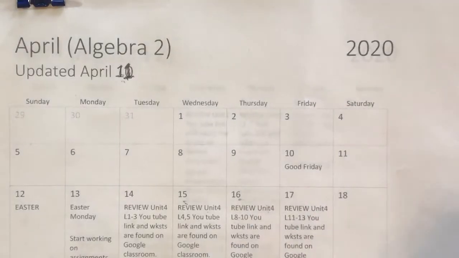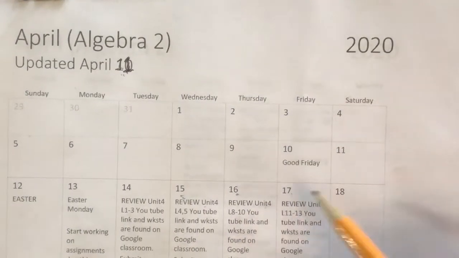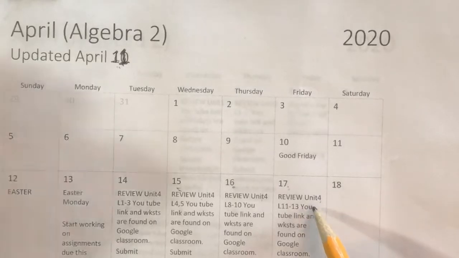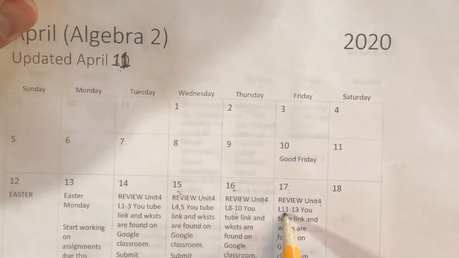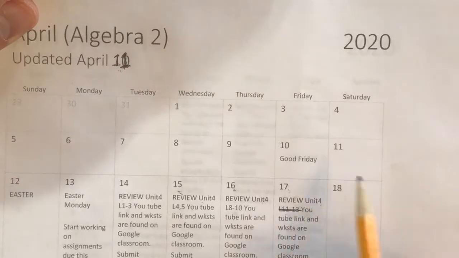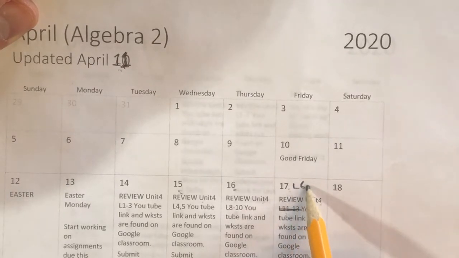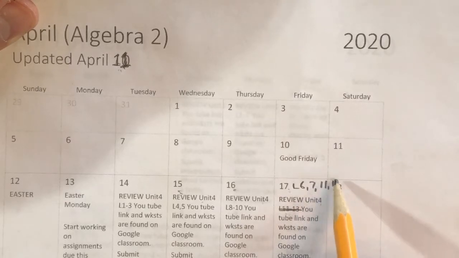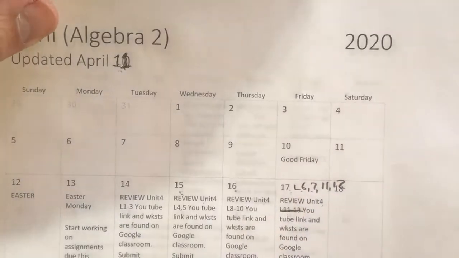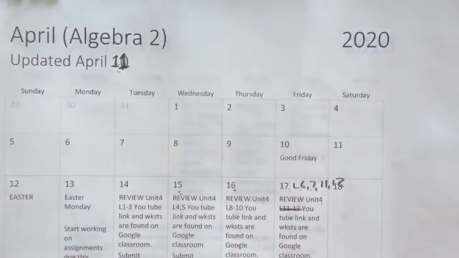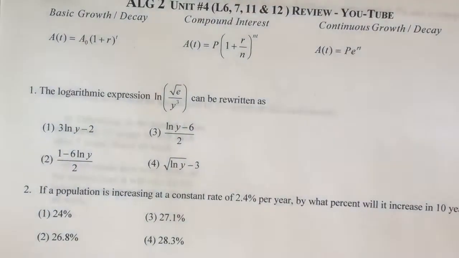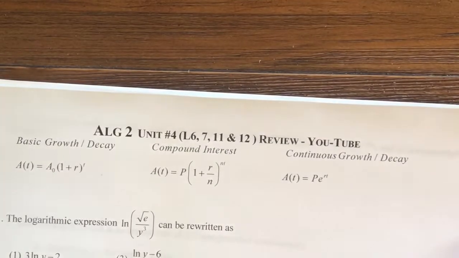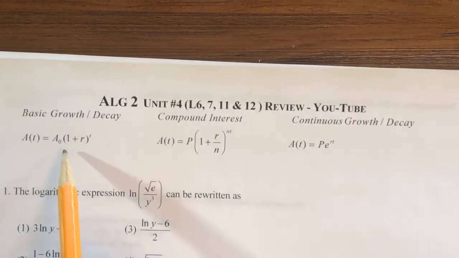Okay, Algebra 2. Today should be the 17th. We're finishing up Unit 4. So I put 11 through 13, but this is actually lessons 6, 7, and then I think 11 and 12. 6, 7, 11, and 12. Let's see what we got here. So it's mostly applications of exponential and log, and so we got our formulas.